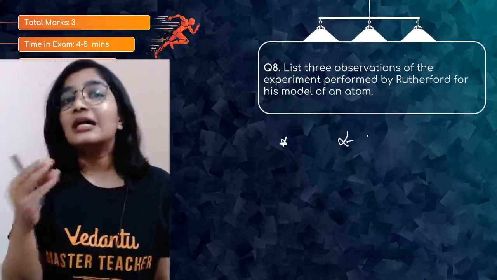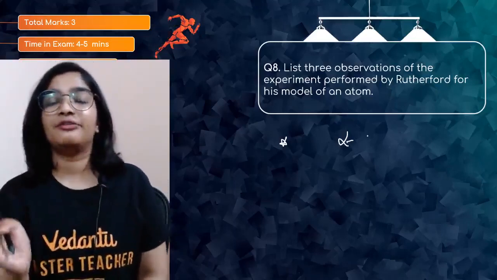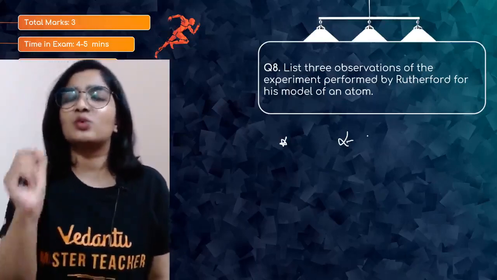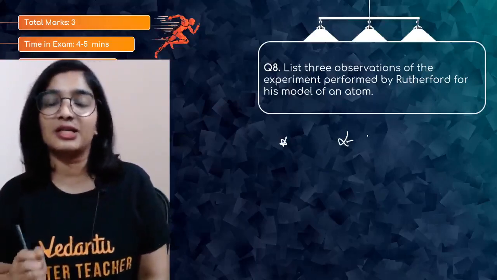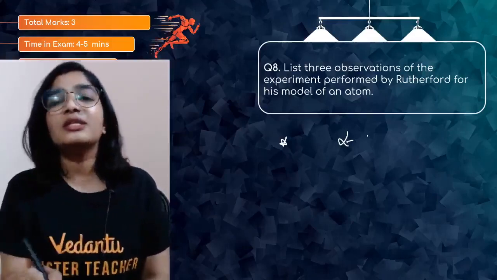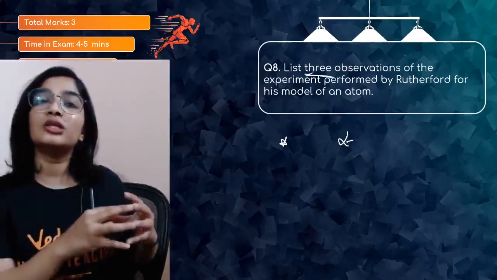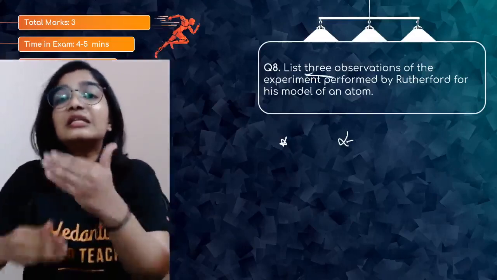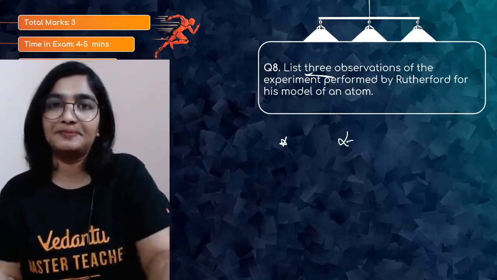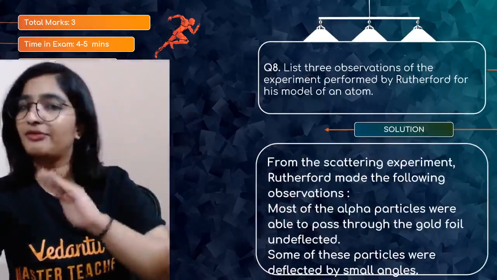That's the first. The second one is, a few of the alpha particles did deflect by small angles. The third one is, very few, that is 1 out of 12,000 alpha particles, appear to rebound, that is at 180 degrees. So these are the 3 observations. If you write results, then you say the nucleus is at the center and the mass is concentrated, that is the result. Observation is what he could see when he conducted the experiment. So if you write these 3 observations, you will get full marks.